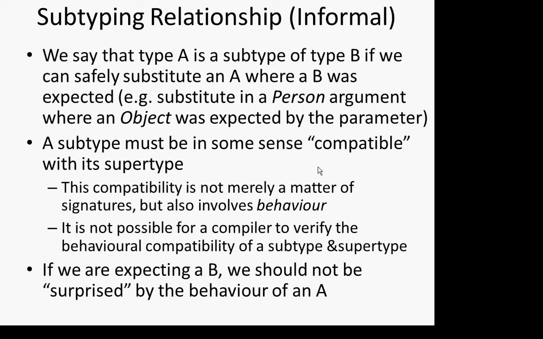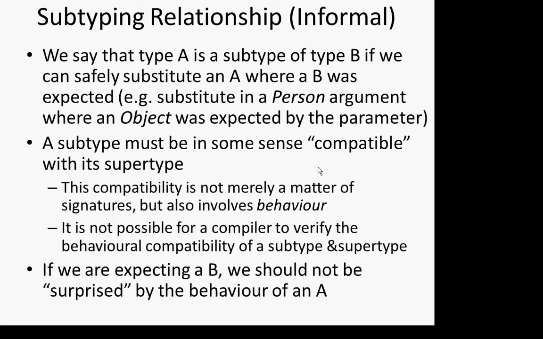If we're expecting a collection, we should have all of our expectations met by an array. But it may have lots of other things that it ensures as well. Right? It ensures that things are in a certain order, or what have you. Yeah. So a subtype must be in some sense compatible with its supertype. Okay. When I say compatible here, I mean in terms of how it behaves. It needs to behave in a way that's compatible with its supertype. And we'll get into the details of this tomorrow.